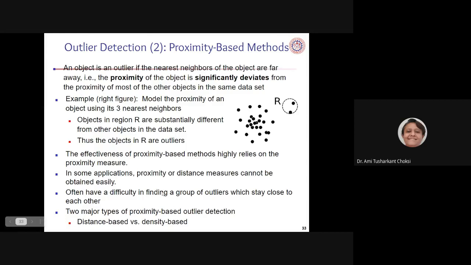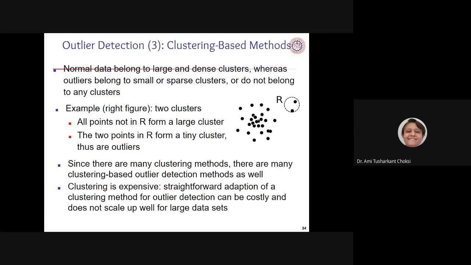We often have difficulty in finding a group of outliers which stay close to each other, right? There are two major types of proximity-based outlier detection, and they are distance-based versus density-based. Now let us see outlier detection of the third type, that is clustering-based methods. Okay, so what do we say about that?